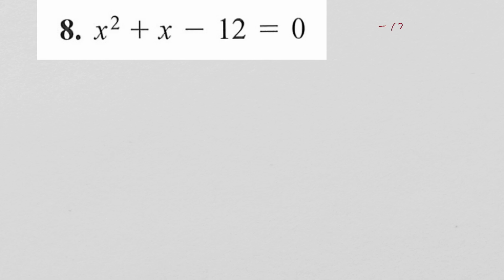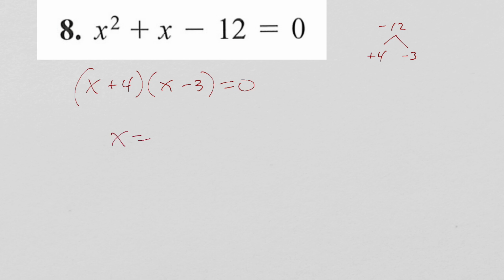So we'll factor this. Factors of -12 that add up to +1 are +4 and -3. So we have x plus 4 and x minus 3. So x is equal to the opposite of this, so -4 over 1 and +3 over 1.